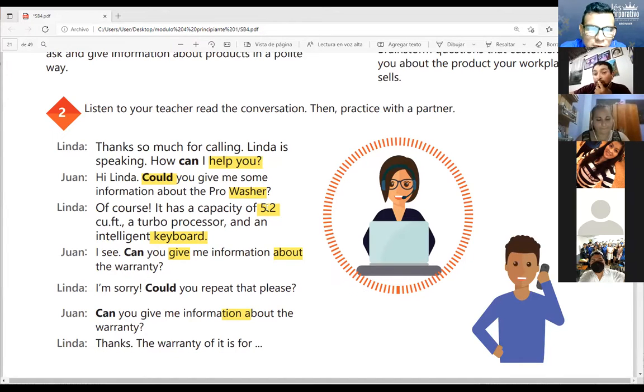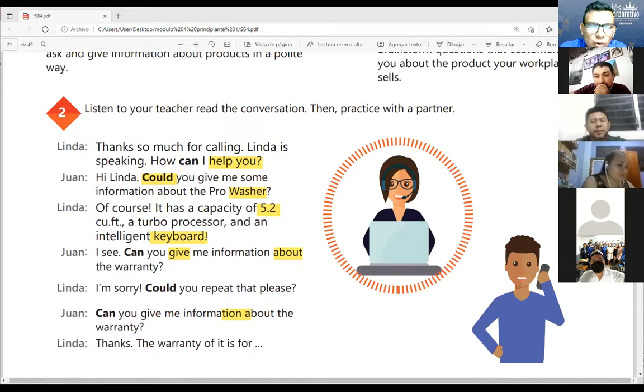Ahí tenemos 5.2 cubic feet. 5.2 cubic feet. Excellent. También tenemos keyboard. Keyboard.